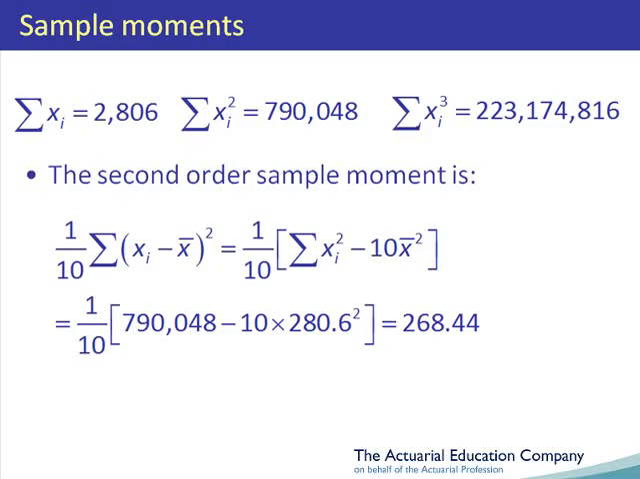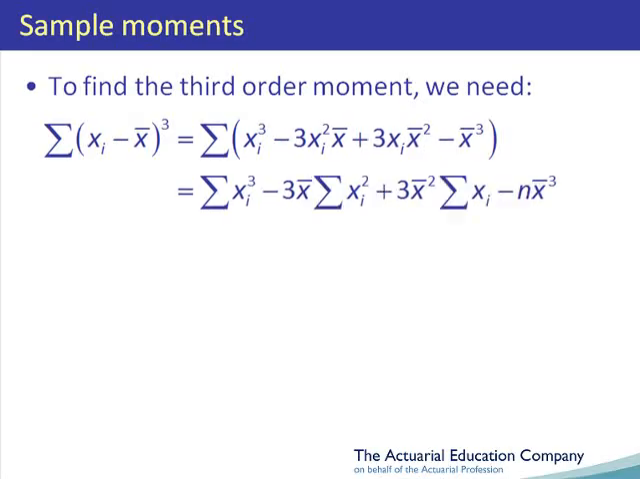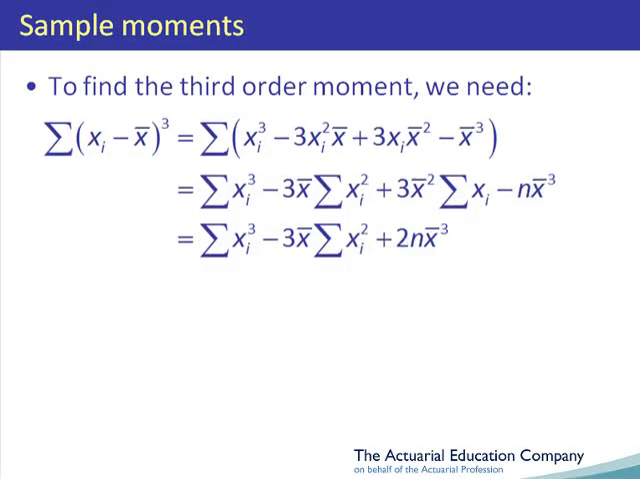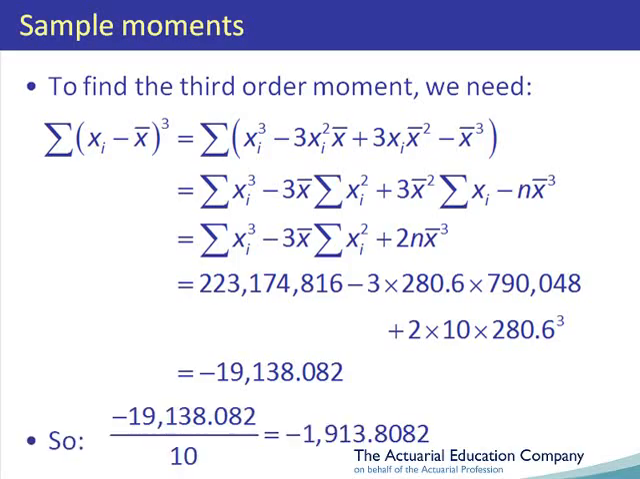To find the third order sample moment, we need to calculate the value of the sum of (xi minus x bar) all cubed. To calculate this, it is usually easier to expand the bracket. If we separate the summations and combine the last two terms, we obtain a third order sample moment of about minus 1914.